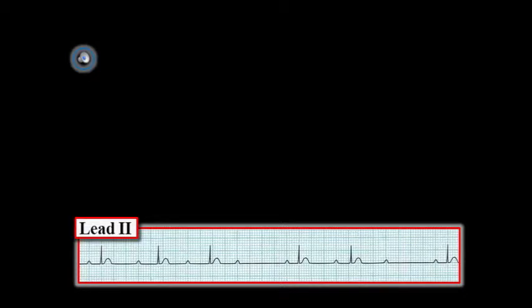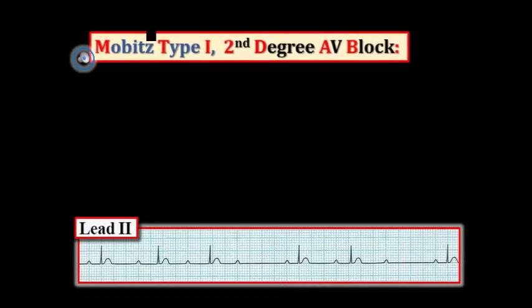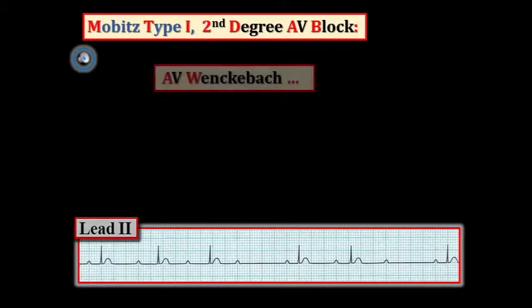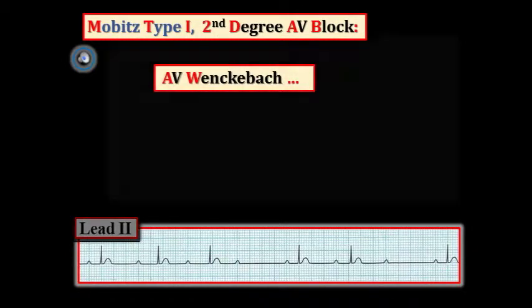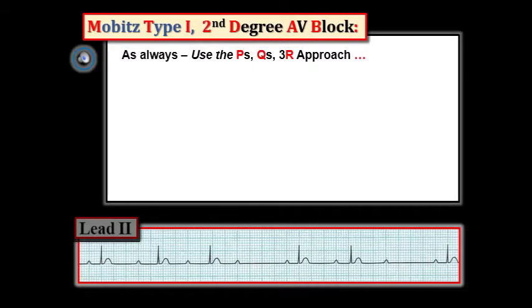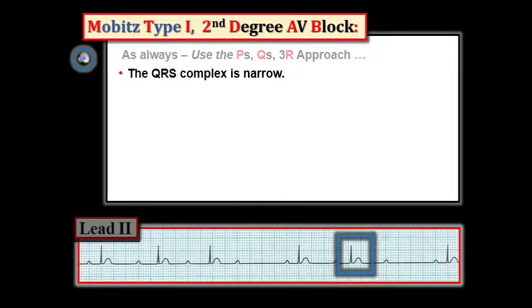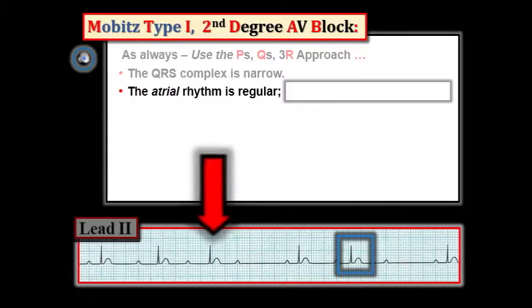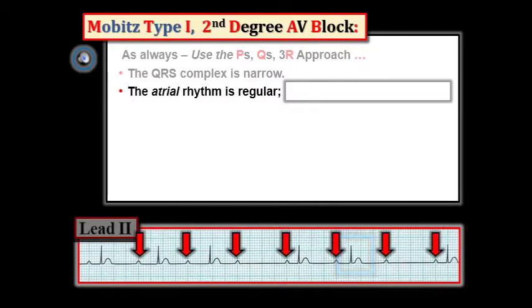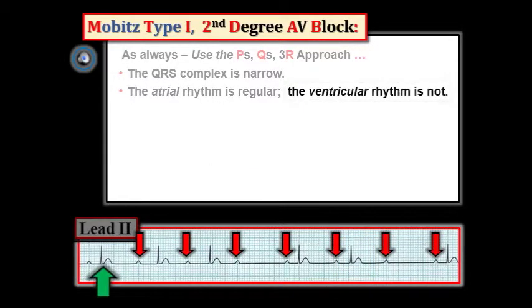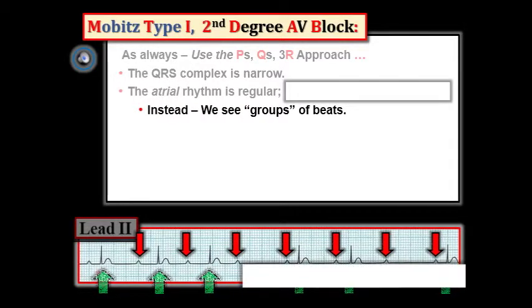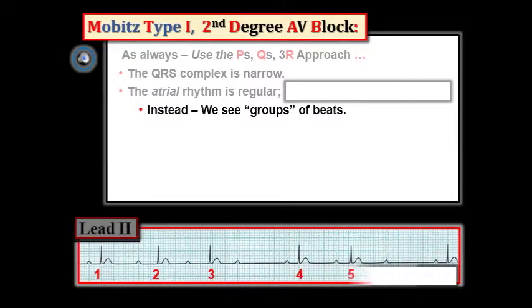Let's look at Mobitz type 1 second-degree AV block, also known as AV Wenckebach. As always, we'll assess the rhythm with the P's, Q's, 3R approach. The QRS complex is narrow, that is clearly not more than half a large box in duration. The atrial rhythm is regular, with a constant P to P interval, but the ventricular rhythm is not regular. Instead, we see groups of beats. Beats 1, 2, 3, then beats 4, 5, and then beat number 6.